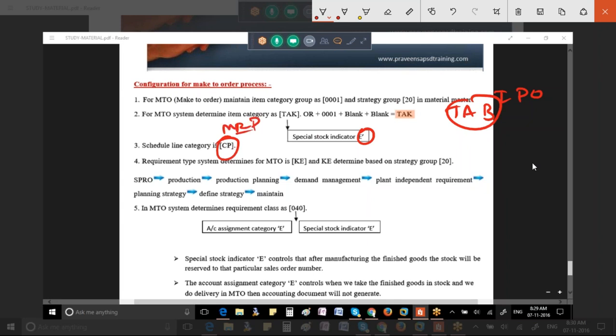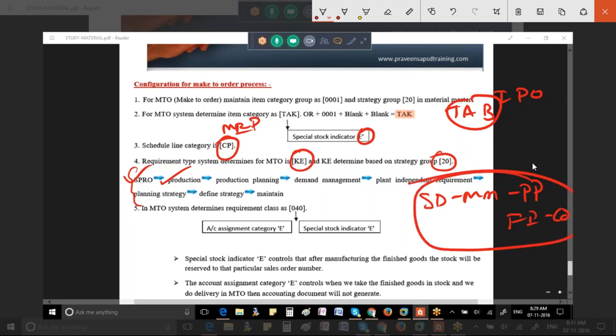We run the MRP, so it is CP. And the requirement type is KE. The requirement also has a strategy group here, 20, and it is determined based on strategy group 20. You can see under the PP module, production, how this requirement class is maintained, and the account assignment category, under the requirement class in the PP configuration. So this is SD, MM, PP, FI, CO, all integration in make to order.